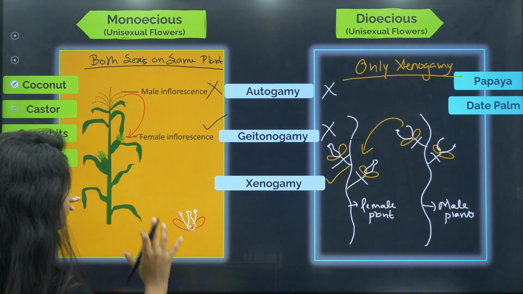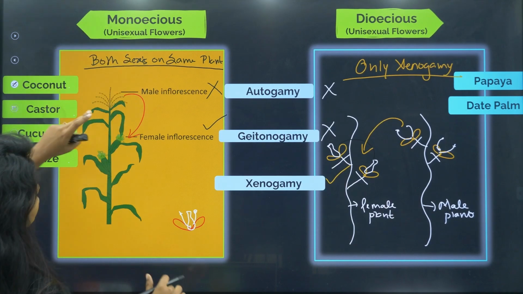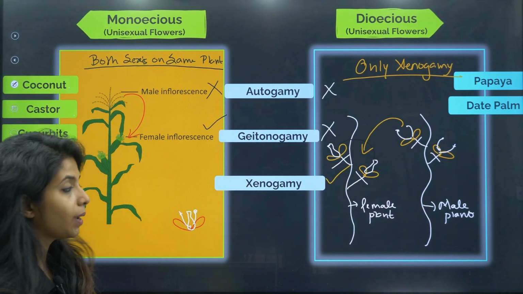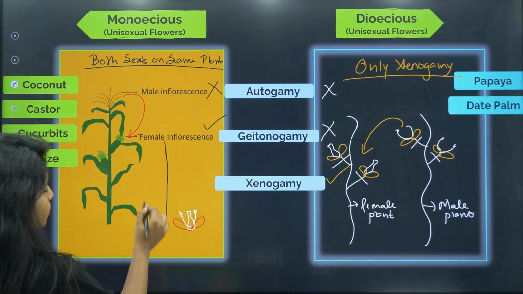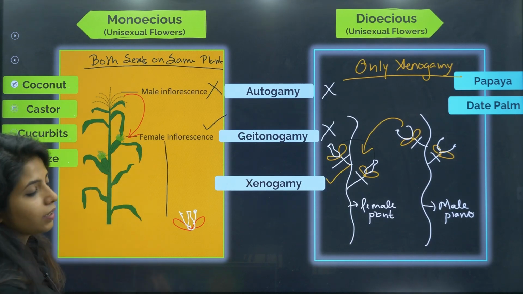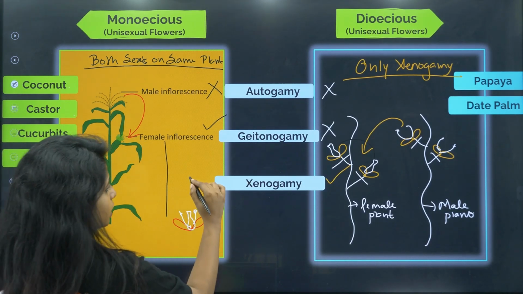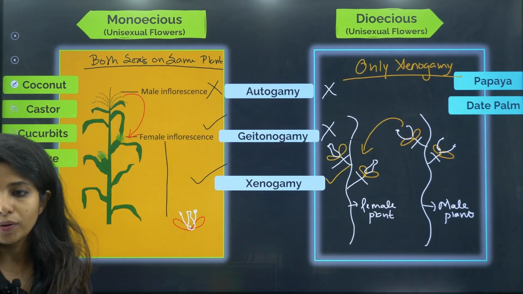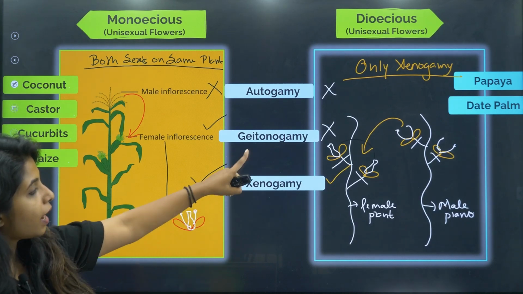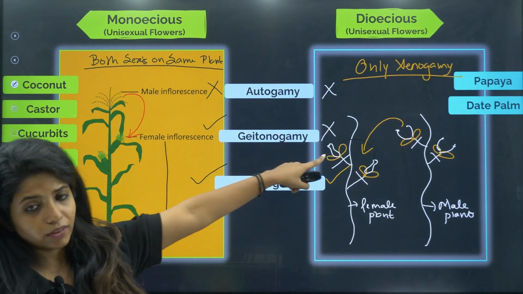Now, talking about monoecious plants, do they show xenogamy? They also can show xenogamy. Just imagine that there is another monoecious plant just like this. So, from here to here they can also transport things, right. So, yes, they also definitely show xenogamy. So, xenogamy is common for all, geitonogamy is just common for them, not for them.